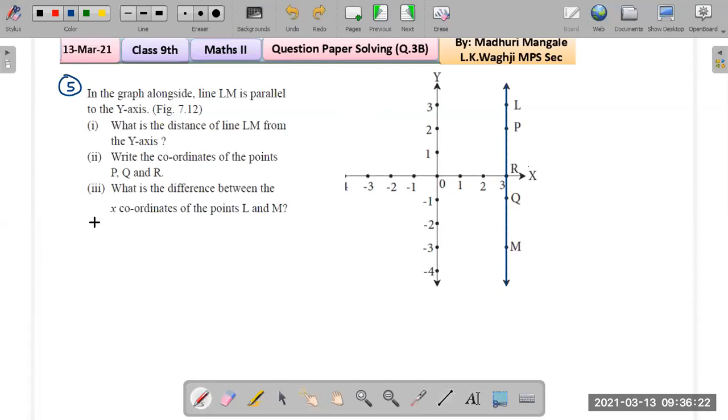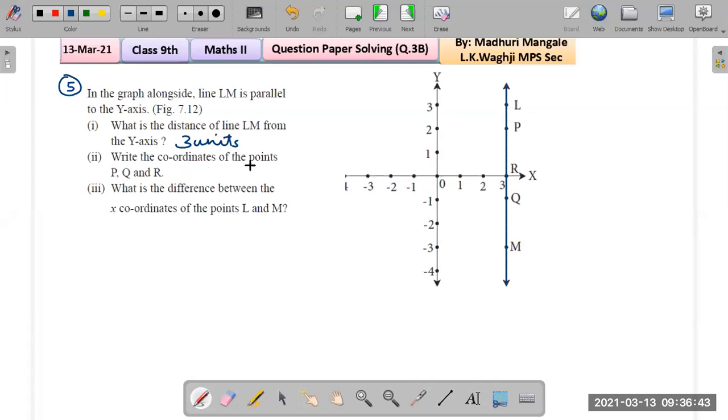3 questions for 1 mark each. So what is the distance? You are not required to write the reason. No need to mention any reason here. You can just state the answer. Correct. So what is the distance? The distance here is 3 units.